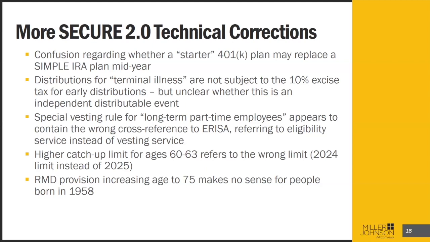And there's just an incorrect cross-reference that seems to conflate eligibility service and vesting service. There's a higher catch-up limit for ages 60 to 63, but it refers to the wrong year. It's sort of like the limit that the legislation refers to doesn't align with when the actual increase in the catch-up limit goes into effect.